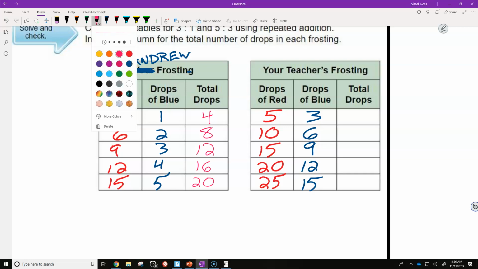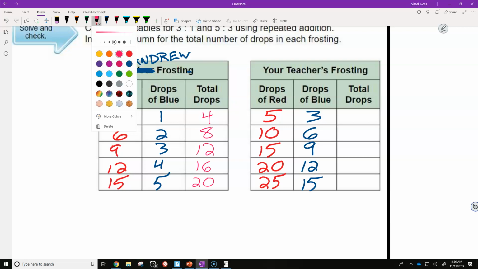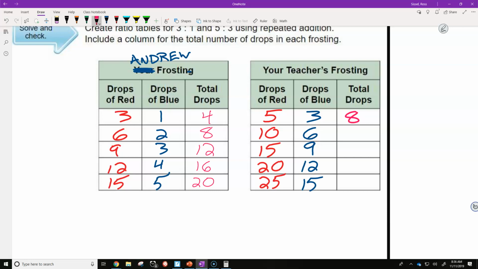Total. We need to do that. The total would be 8, 16, 24, 32, 40. Alright. So that was pretty easy. Now comes your common sense, your math sense.